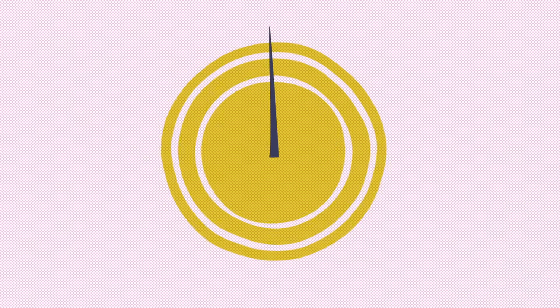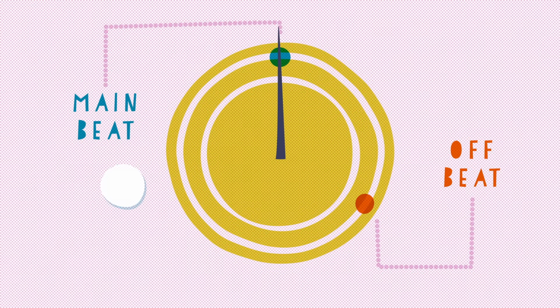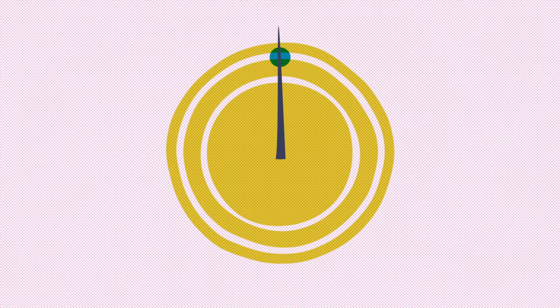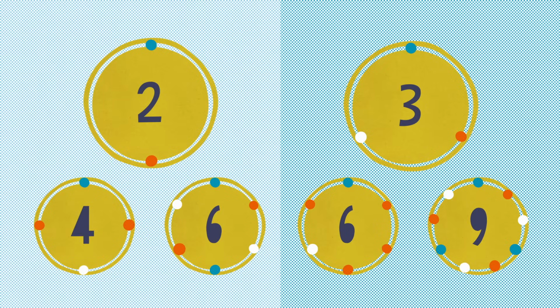We can mark the beats at different positions around a circle, using blue dots for main beats, orange ones for offbeats, and white dots for secondary beats. Here is a basic 2-beat rhythm with a main beat and an opposing offbeat. Or a 3-beat rhythm with a main beat, an offbeat, and a secondary beat. And the spaces between each beat can be divided into further sub-beats using multiples of either 2 or 3.